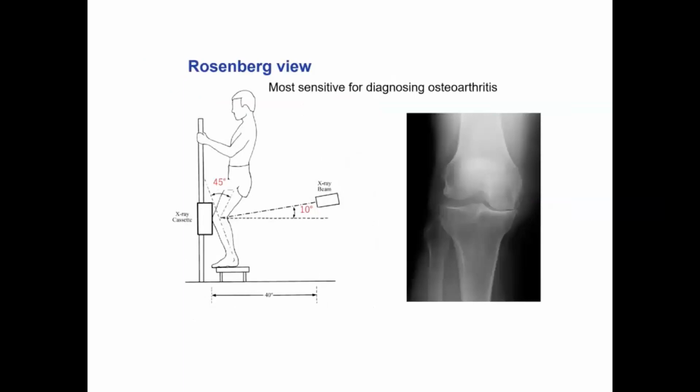The Rosenberg view is the most important and sensitive for diagnosing osteoarthritis. The patient faces the X-ray cassette with 45 degrees of knee flexion, and the beam is directed from the cephalic side at 10 degrees.